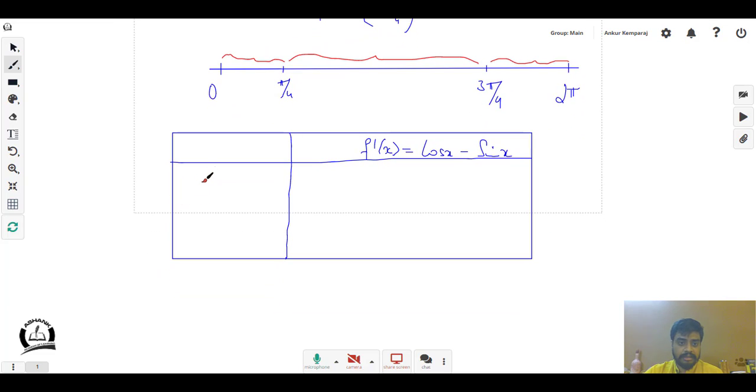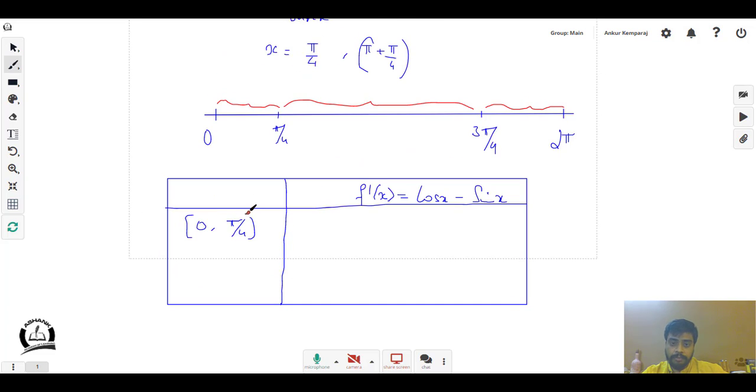Next, my first interval is from 0 to pi by 4. Oh, 0 can be included, that's not a problem in the intervals. So let's include 0 and not include pi by 4, so it's just before pi by 4. Now, if I take an angle between 0 and pi by 4, you will realize that the value of cos is greater than sine. You can take a look at the tables and you'll realize that the values of cos are greater than the values of sine. That means cos x minus sin x is positive.